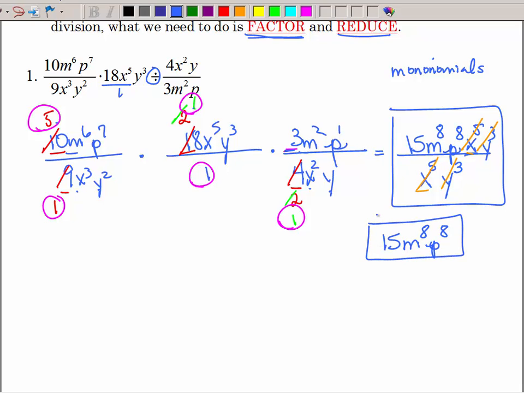So monomials are a little bit easier. You're just using your properties of exponents and properties of just regular fractions that you learned and how to reduce those. So will it get more difficult? Yes, it will.